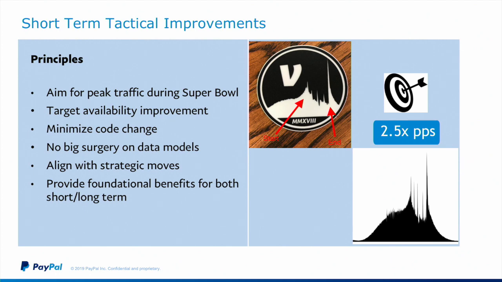So here is a chart that shows Venmo's 2018 transaction pattern on Super Bowl. As you can see, there is a huge spike in the traffic after the coin toss, and after the end of each quarter, the halftime, and the end of the game brought the largest load to the site. So the projected increase in peak volume in 2019 is 2.5 times higher than 2018.